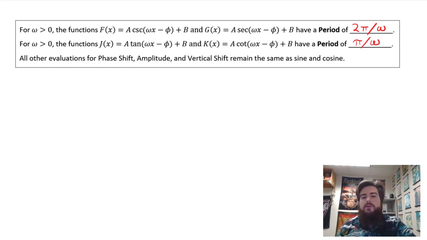However, when creating graphs with these kinds of adjustments, the phase shift, the amplitude, and the vertical shifts will remain the same as they did when we evaluated with sine and cosine. You can think about them in the same manner. With the period, though, do be careful based on what function you are working with.